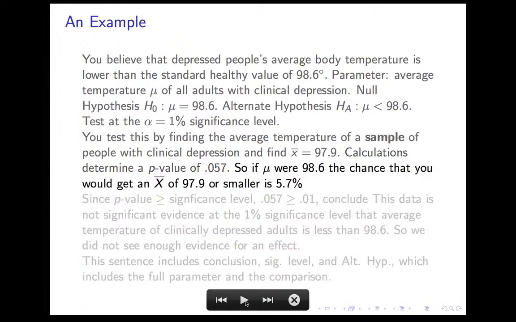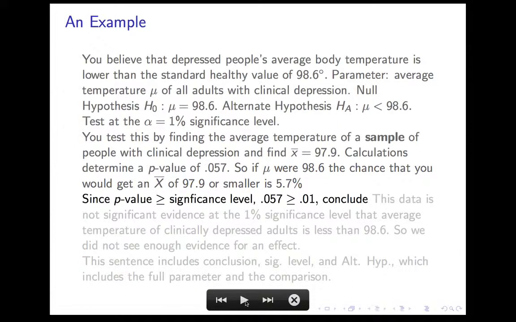So what does that mean? That means that if mu were actually 98.6, if your initial guess was wrong and things are just the way everybody assumed, the chance that a sample would give an X bar of 97.9 or smaller is 5.7%. In other words, there's a 5 or 6% chance that you'd get that low of a sample average. So the sample average is a little bit lower than you'd expect, but not shocking. This isn't a really rare event, but it's not an incredibly usual event.